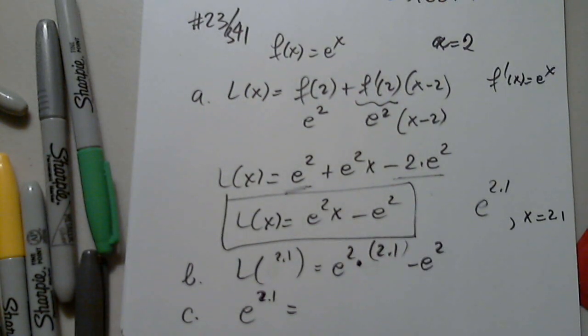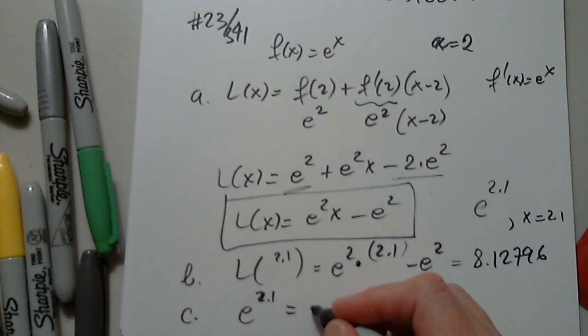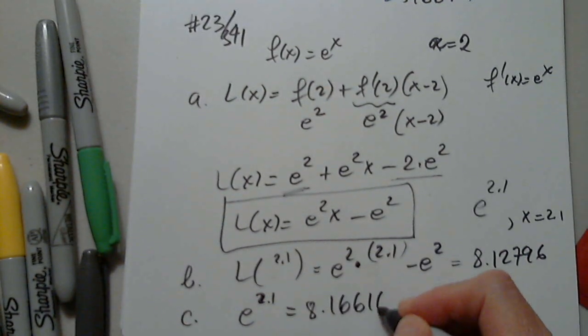Multiply by 2.1. Okay. I went directly to, so let me just adjust that. The second one, nope, I didn't mean that. I meant to redo this. Not that one, this one. 2.1. And clear that. That's it. So 8.12796, and the second one 8.166169.